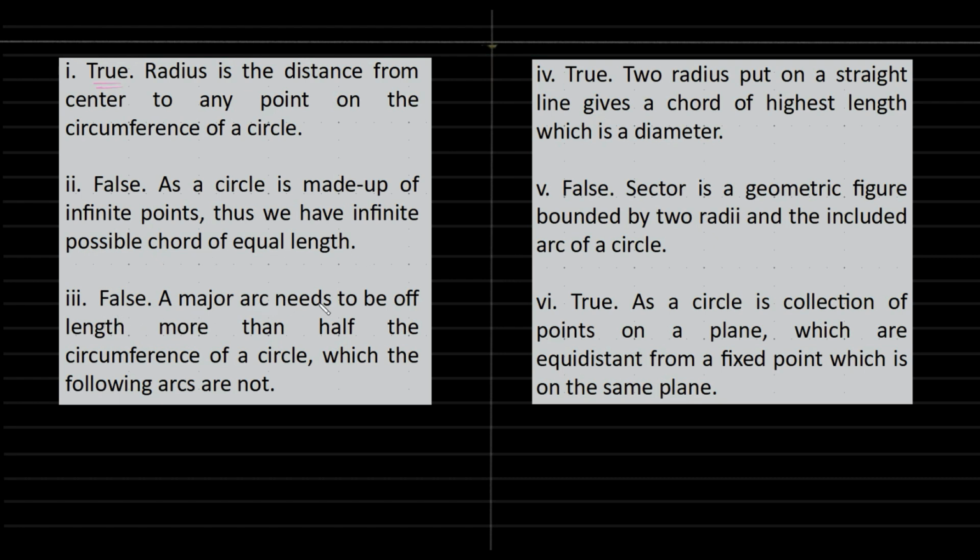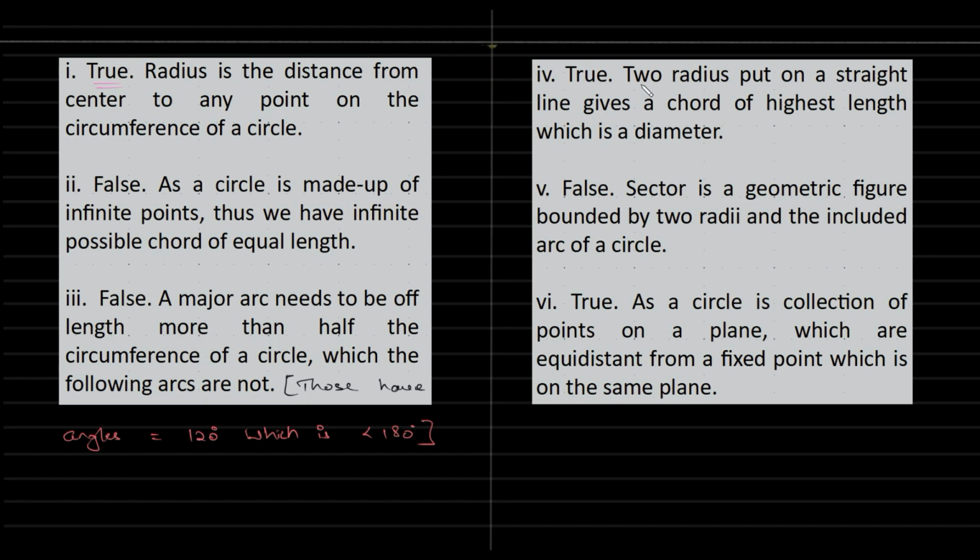Third one is false, as a major arc needs to be of length more than half the circumference of a circle, which the following arcs are not. Those have angles equal to 120 degrees, which is clearly less than 180 degrees. So they are not major arcs, they are minor arcs.